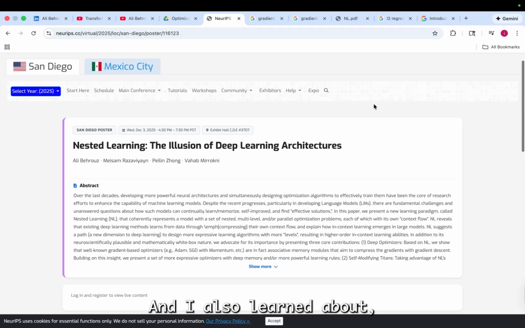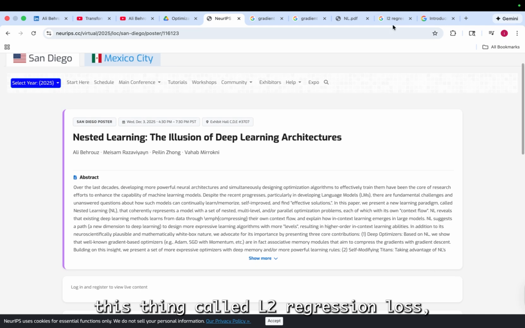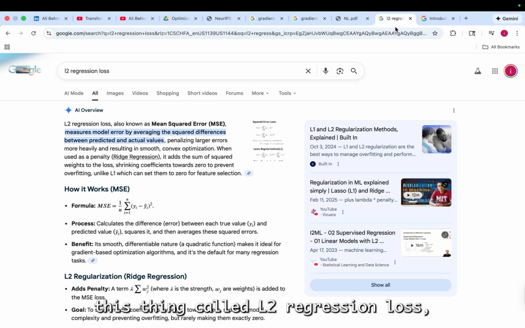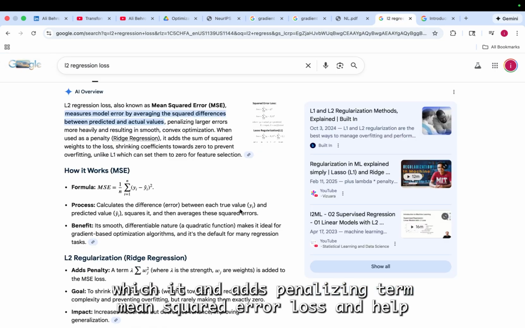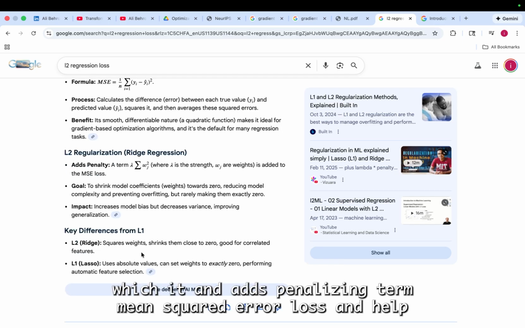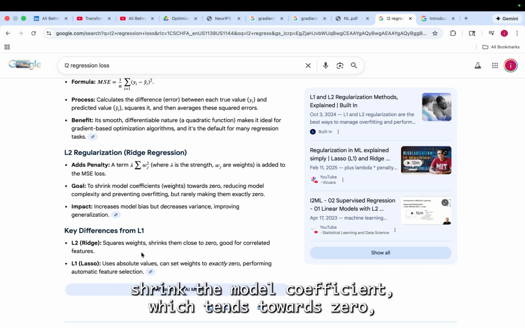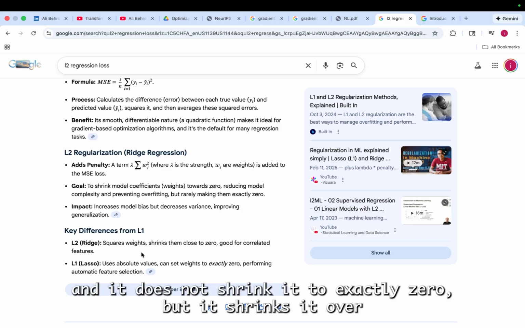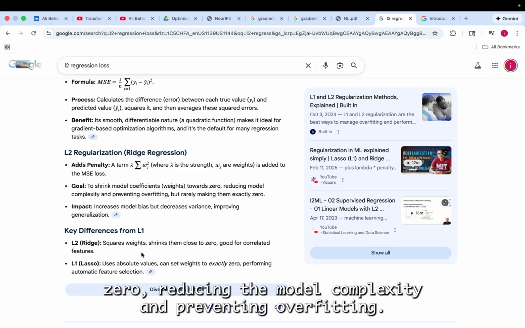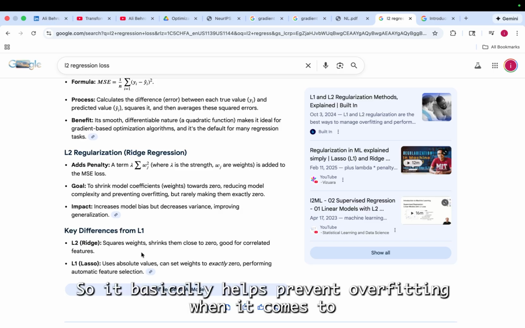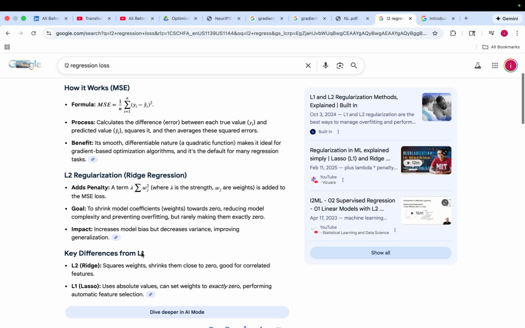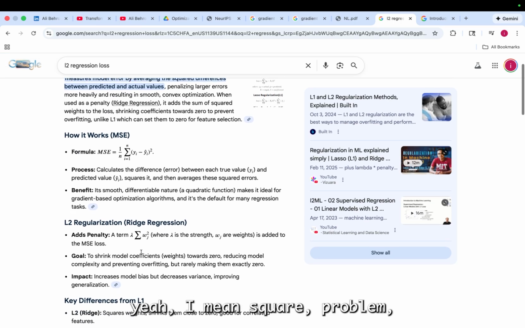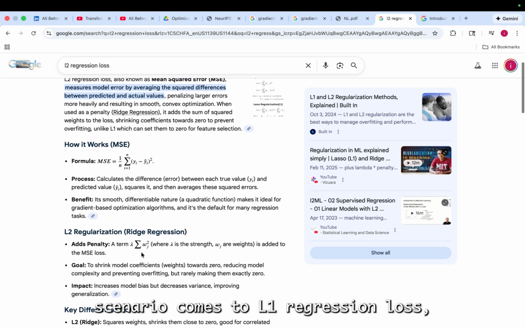And I also learned about this thing called L2 regression loss, which adds a penalizing term to the mean square error loss and helps shrink the model coefficient weights towards zero. It does not shrink them to exactly zero, but towards zero, reducing the model complexity and preventing overfitting. So it basically helps prevent overfitting in a mean square error scenario.